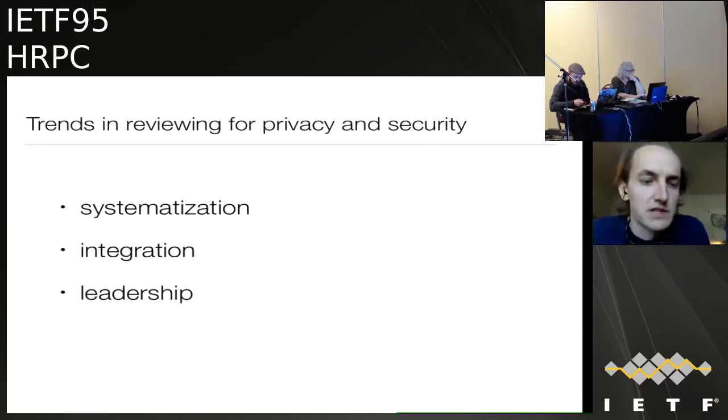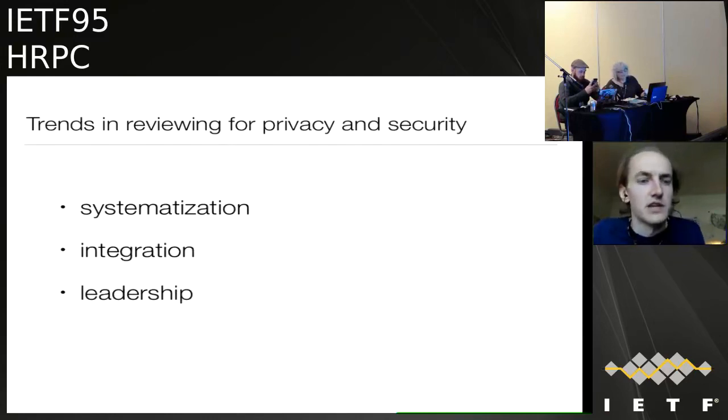Finally, we've noticed some trend of leadership. There's certainly an interest in using process. Standards organizations have processes just to try to catch things like this, but that process is not sufficient. We also need people, usually notable leaders in these groups, stepping up and making sure that values are considered. So those are the overall trends we've seen in reviewing for privacy and security. Hopefully those can be applicable to other values.